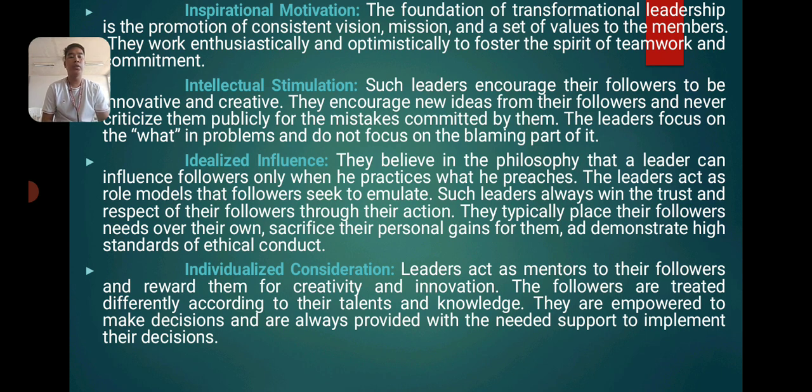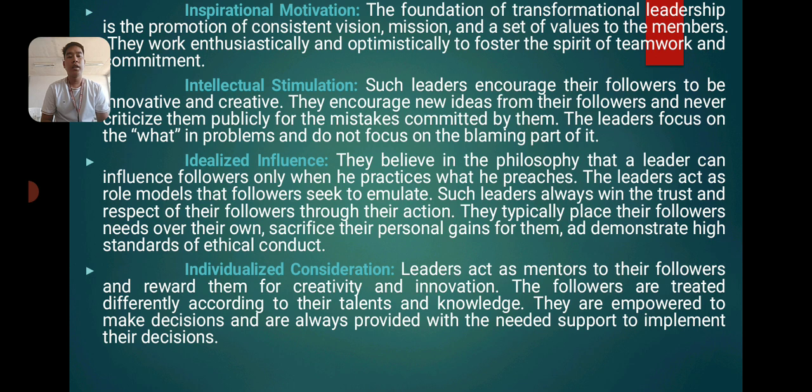Intellectual stimulation. Such leaders encourage their followers to be innovative and creative. They encourage new ideas from their followers and never criticize them publicly for the mistakes committed by them. The leaders focus on what the problems are and do not focus on the blaming part of it.